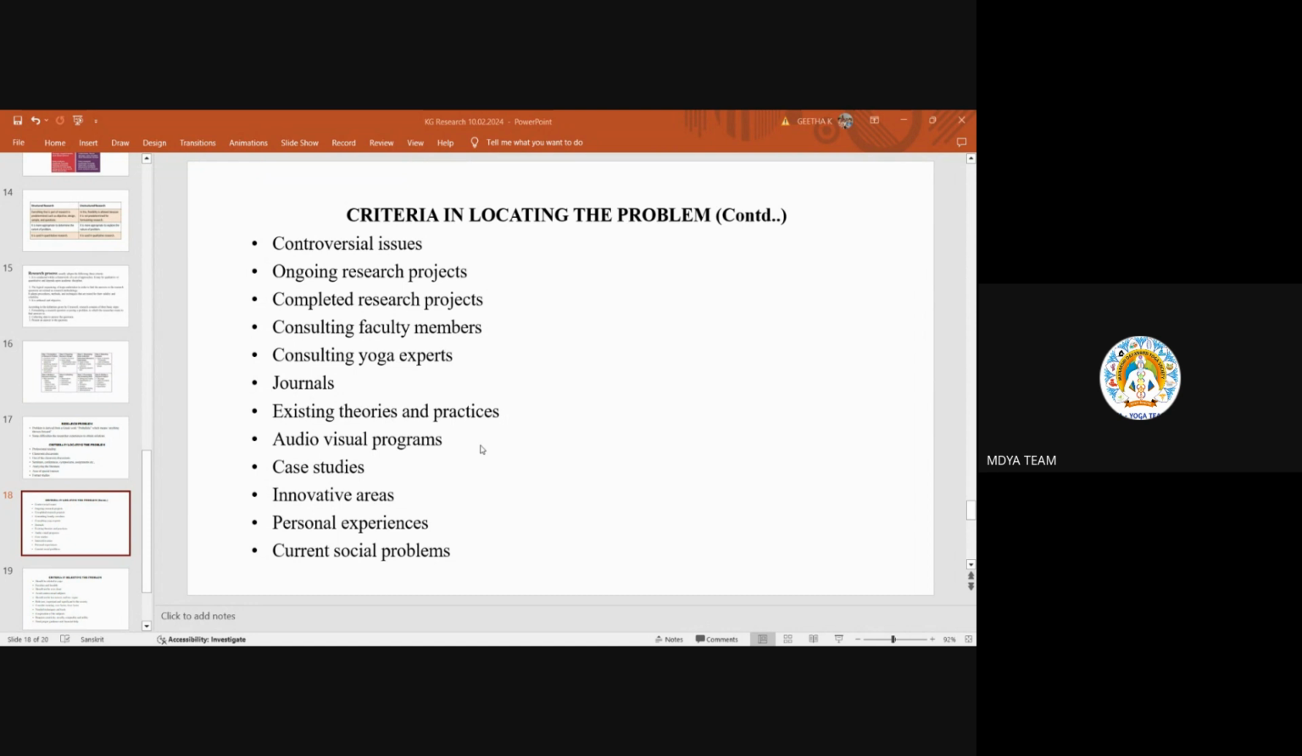Then existing theories and practices. Existing theories only you are all studying, no? Hatha Pradipika, we are going to study Gheranda Samhita. These are all the existing theories only in Upanishads. So these things will give us a better idea to identify the problem.